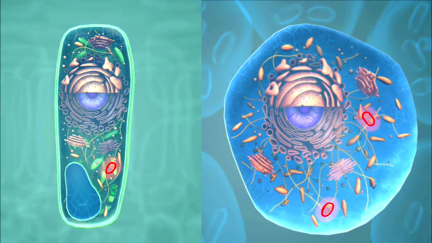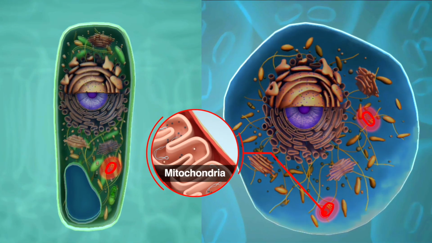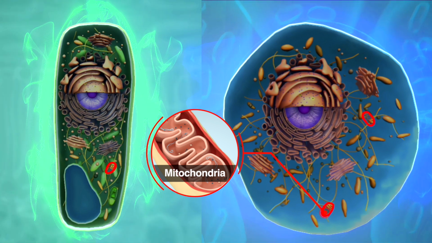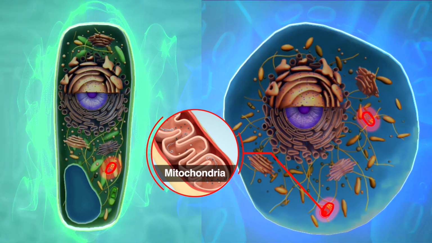Both cells contain numerous mitochondria, which generate the energy needed for the cell to function. They break down sugars like glucose and convert them into energy, powering the cell's activities.